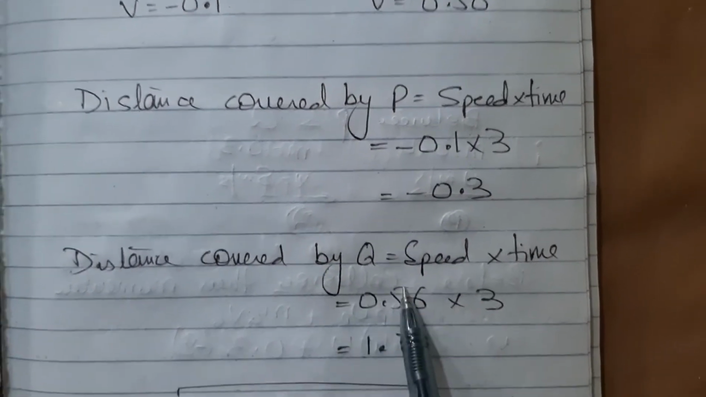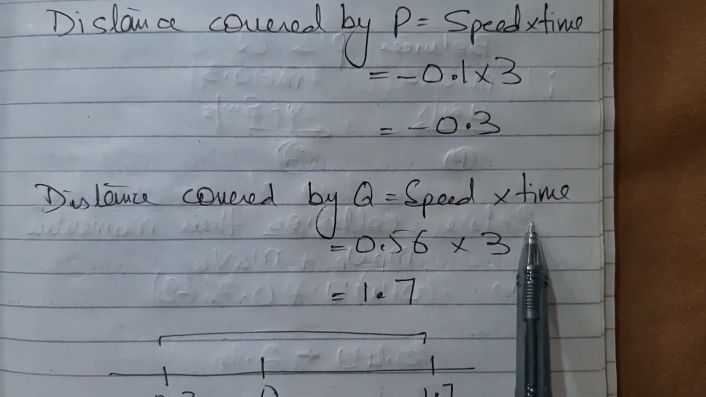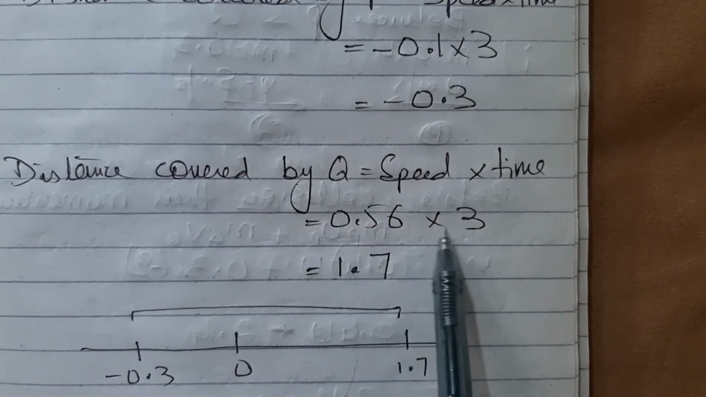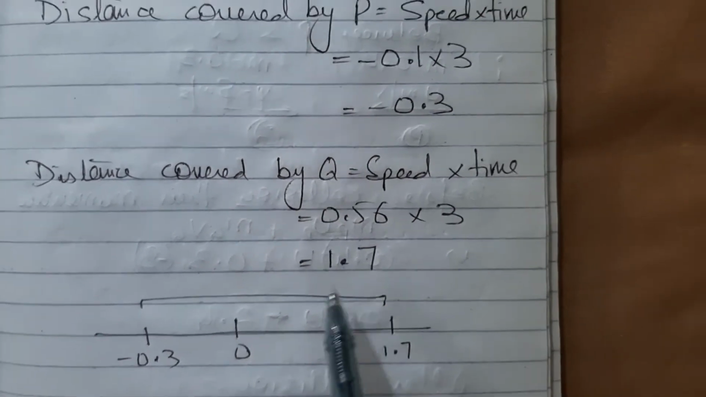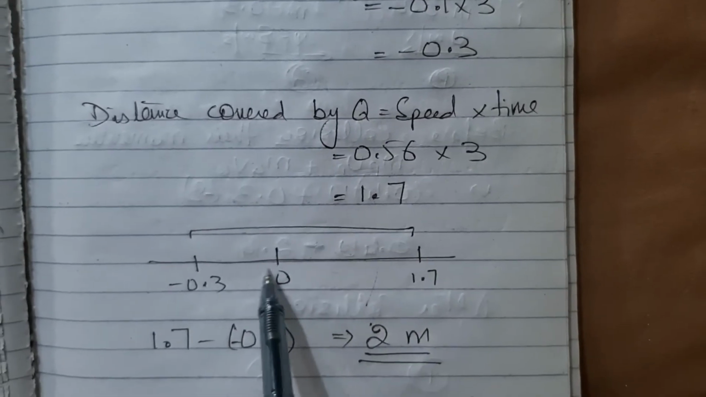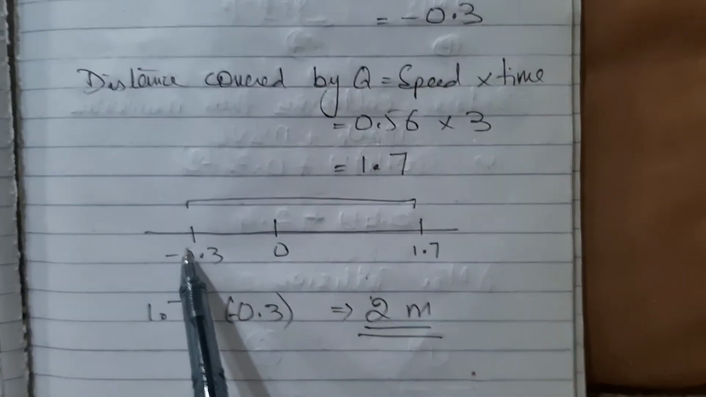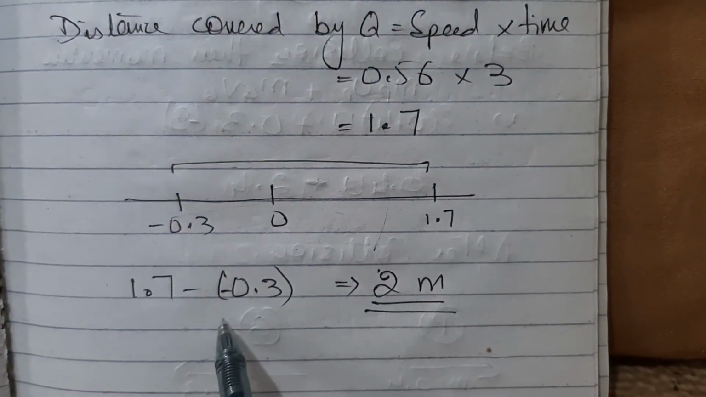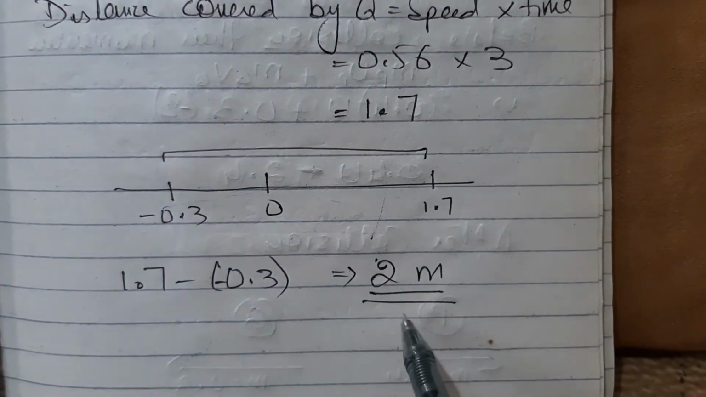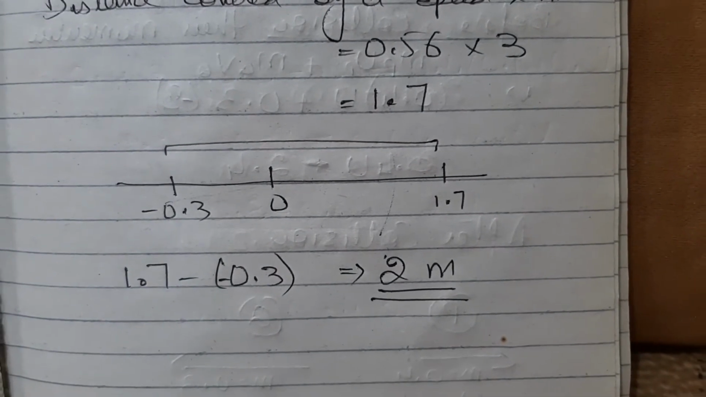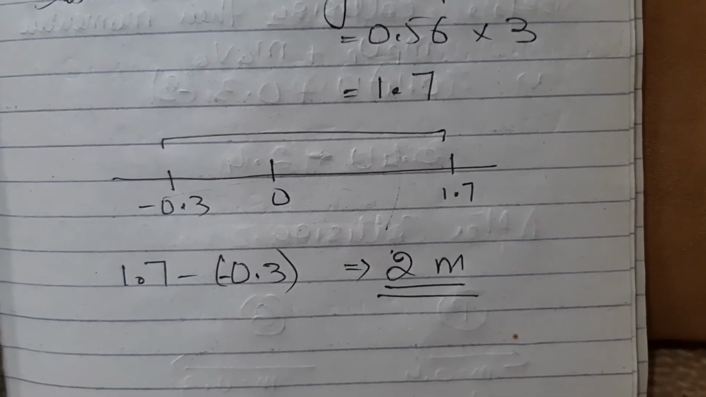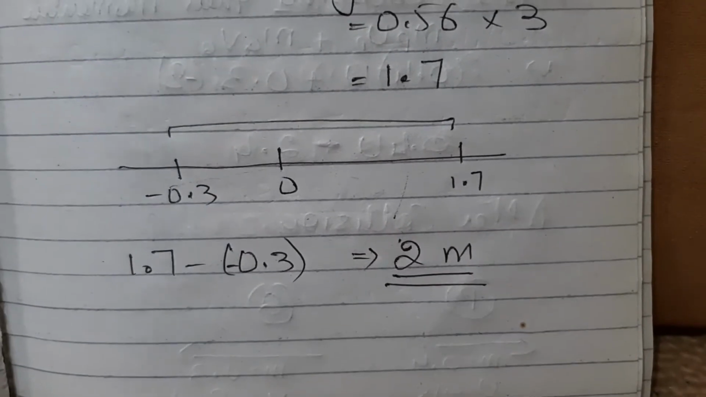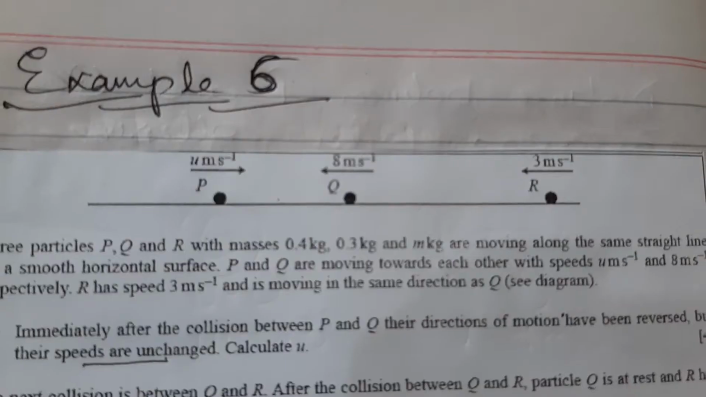And the distance covered by Q is speed into time. We have just calculated the velocity of body Q is 0.56, multiplied by 3 is 1.7. So from the point of collision, this has traveled minus 0.3 and this has traveled 1.7. So altogether the distance between them is 2 meters. So this is what we had to calculate. So you can say after 3 seconds, the distance between P and Q will be 2 meters. So let's see another example.